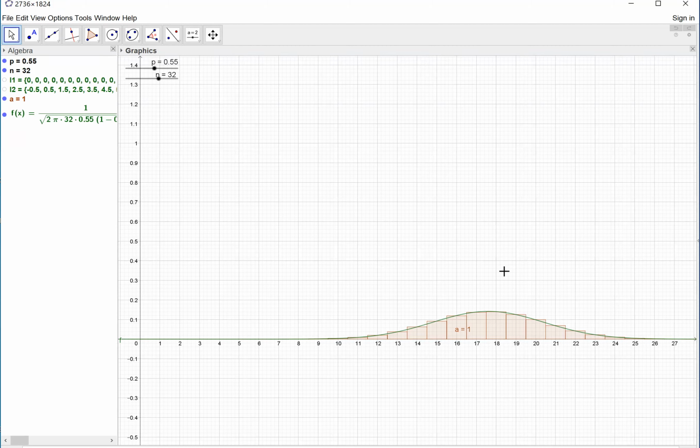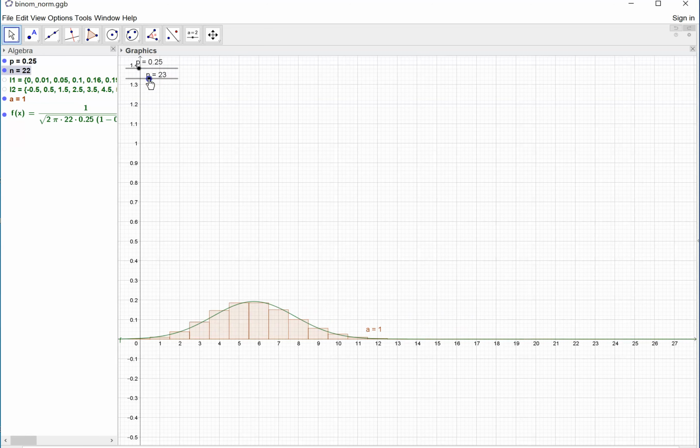There we go. Cool. Okay. So let's just look at this. What I made here is a binomial distribution with a normal distribution put over the top of it that has a mean and variance equal to the binomial.